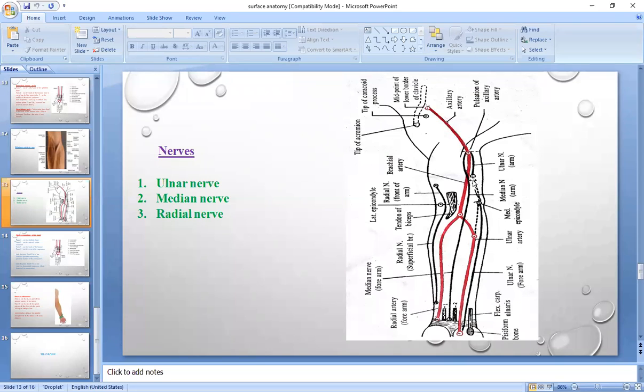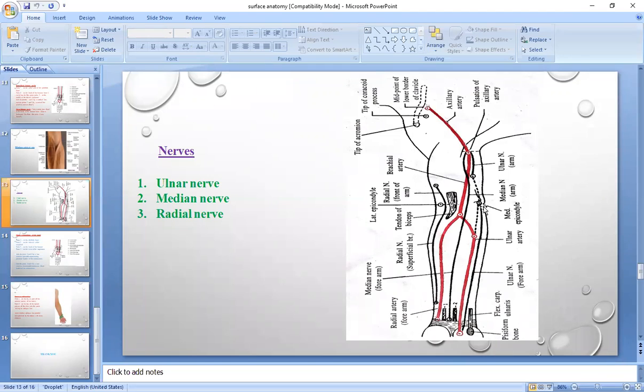If you join these two, it will give a part of the course of the ulnar nerve in the front of the arm. From the second point, what happened? The ulnar nerve leaves the front of the arm. Where is it going? By piercing the medial intermuscular septum, it appears in the posterior compartment. From this point, it appears onto the posterior aspect of the medial epicondyle.